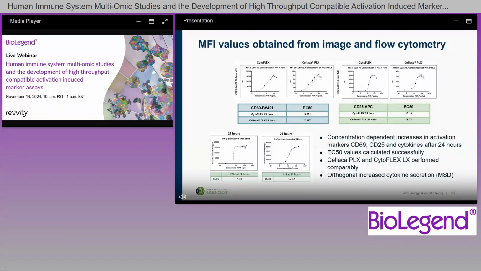We also graphed the MSD data that we got using the supernatants from the cells. We were able to obtain cytokine concentrations of interferon gamma and IL-2. We were able to also get EC50 values for both cytokines, and like the activation markers, we saw concentration-dependent increases, meaning the higher the concentration of PHA-P, the more cytokines were secreted.